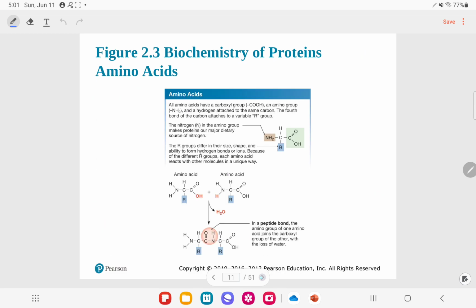And now when we talk about proteins, they are going to be the macromolecules or the biomolecule, right? But what makes up a protein? It's going to be the amino acids, right?